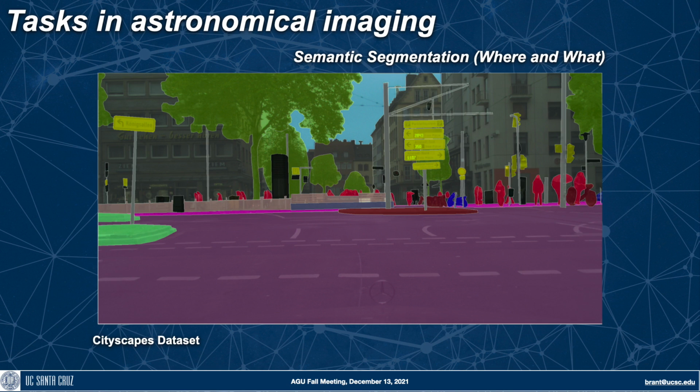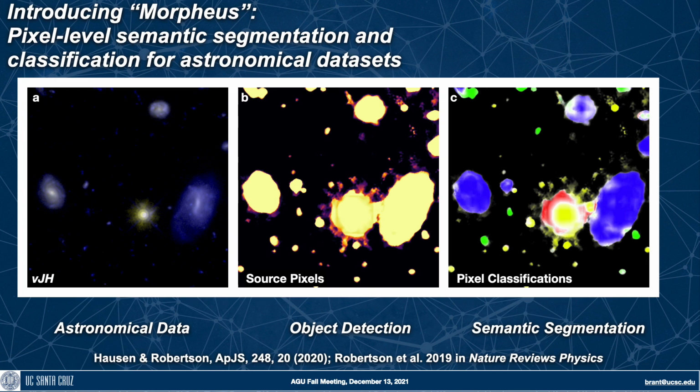We can use advances in computer vision for autonomous vehicles to perform segmentation and classification simultaneously on astronomical images. Autonomous vehicles must be able to identify signs, streets, obstacles, and people quickly, and localize those objects and people spatially. We can use semantic segmentation to perform object identification, localization, and classification in astronomical images and in satellite imagery. In 2020, Ryan Hausen and I published a new deep learning framework called Morpheus that provides pixel-level semantic segmentation and classification for astronomical data sets.